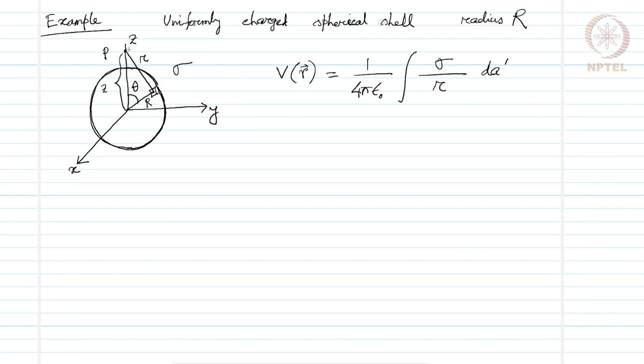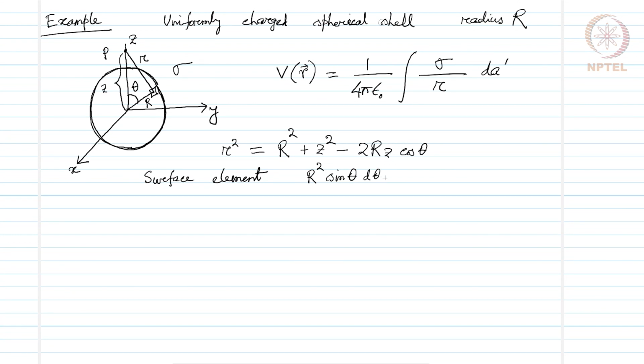Setting the point of observation on the z axis, we can write that curly r squared equals capital R, that is radius of the sphere, squared plus z squared minus 2Rz cosine of the angle theta. This is the cosine law, and the surface element can be given as capital R squared sin theta d theta d phi.